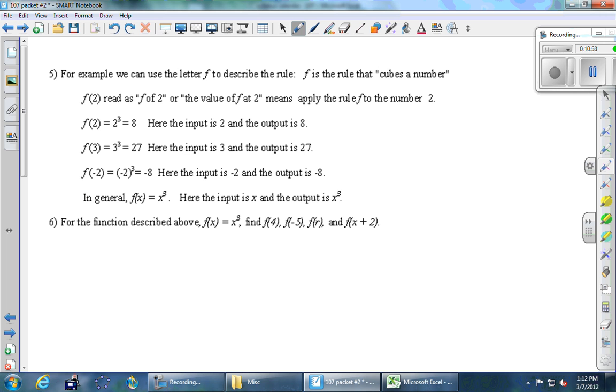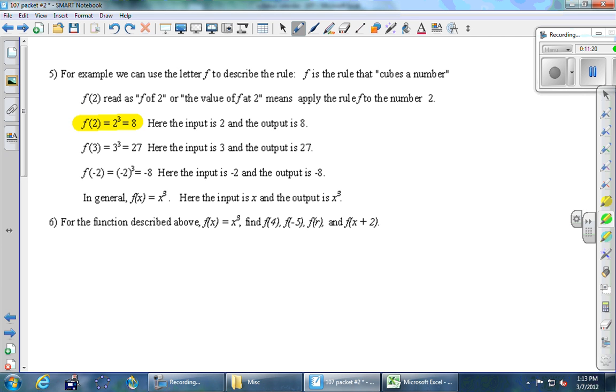So this is f of 2, and you could also say the value of f at 2, and it means you apply the rule to the number 2. The rule in this case is cube the number. How much is 2 cubed? 8. So then here's a very compact way to write that down. F of 2, meaning 2 cubed, which is 8. Nothing more, nothing less. That is a cubing function.